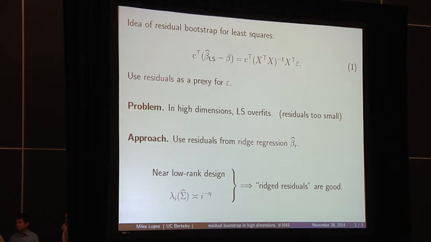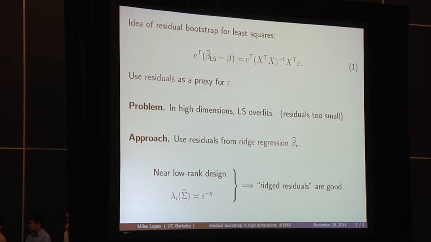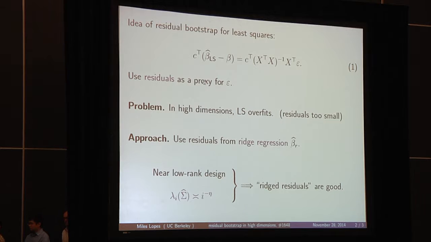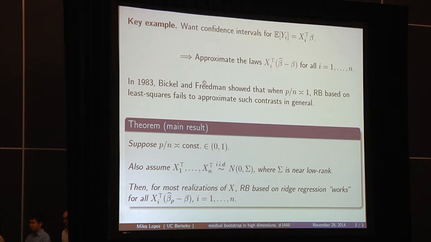In low dimensions, this works well, but in high dimensions, least squares overfits, and what that means is that the residuals are too small. So as a way of preventing overfitting, it's natural to consider regularization, such as ridge regression, and it turns out that when the design matrix is approximately low rank, the residuals based on ridge regression are a good proxy for the noise. To specialize this idea a little bit further, I want to consider contrasts of a particular type, namely x_i transpose (beta hat minus beta), and these are the contrasts that arise when you want to set confidence intervals for mean response values. That is, the expected value of the y_i.